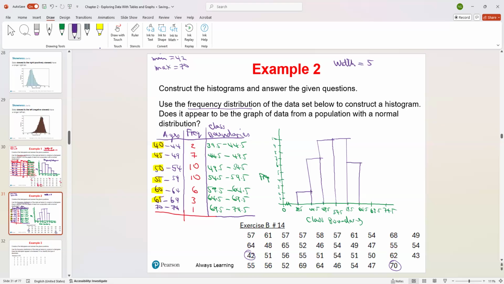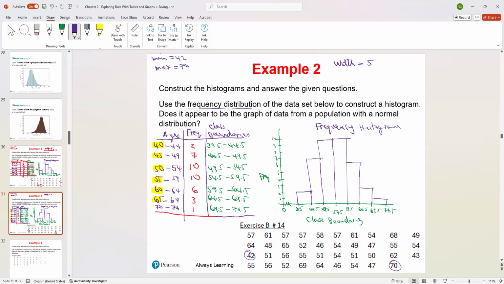Okay, 63. All right. And then we're gonna have 1. Okay. So this is a frequency histogram. Now, the questions they were asking, probably I didn't answer from the previous one as well. The question was, does it appear to be the graph of the data from a population with a normal distribution?